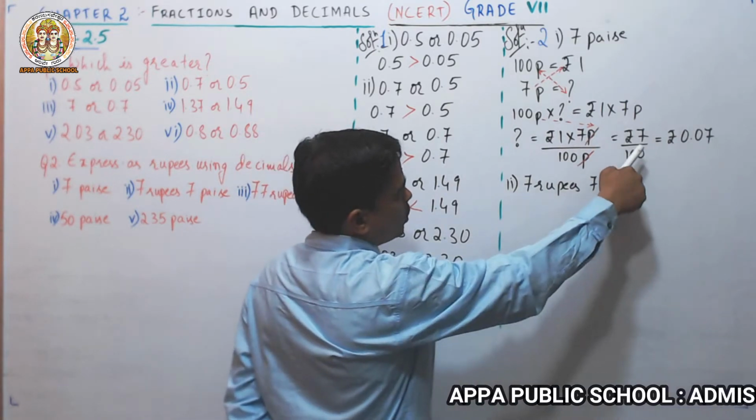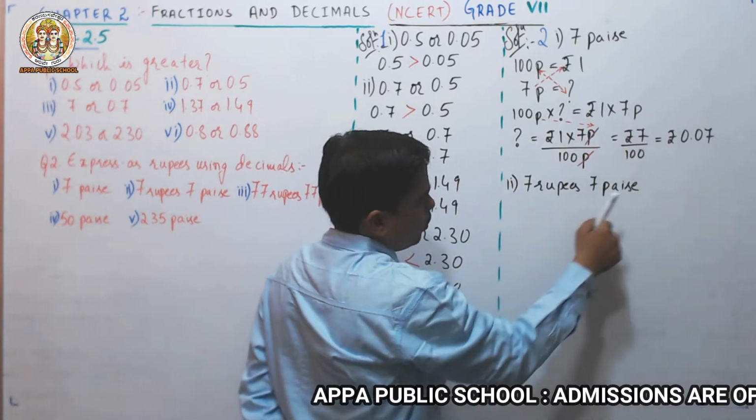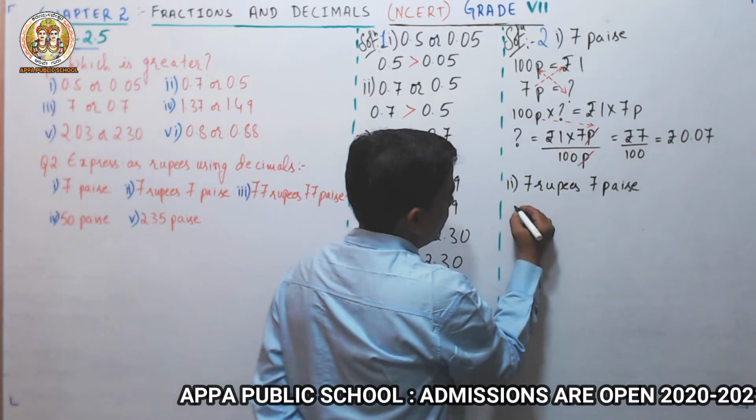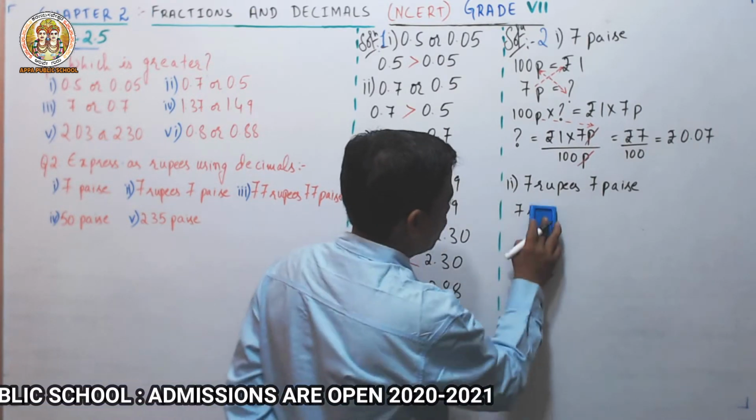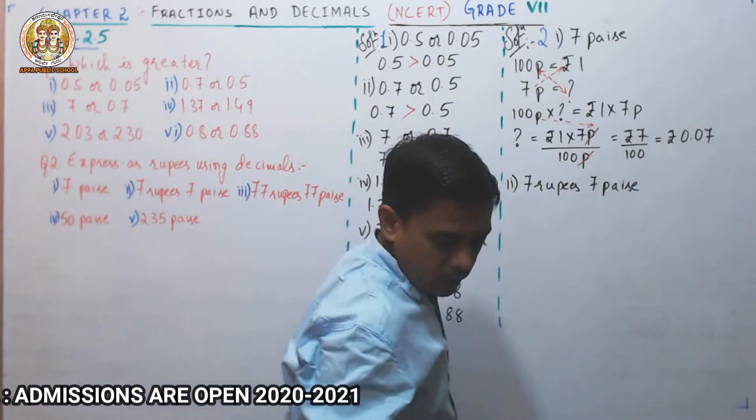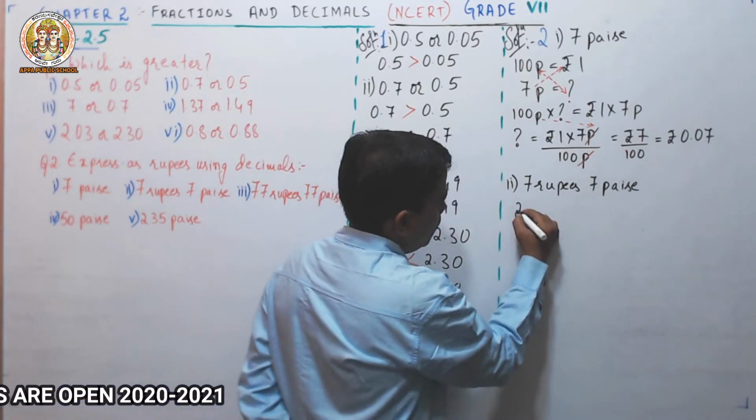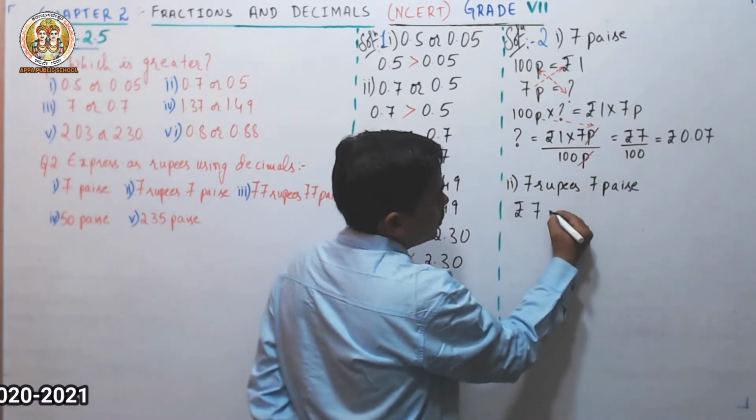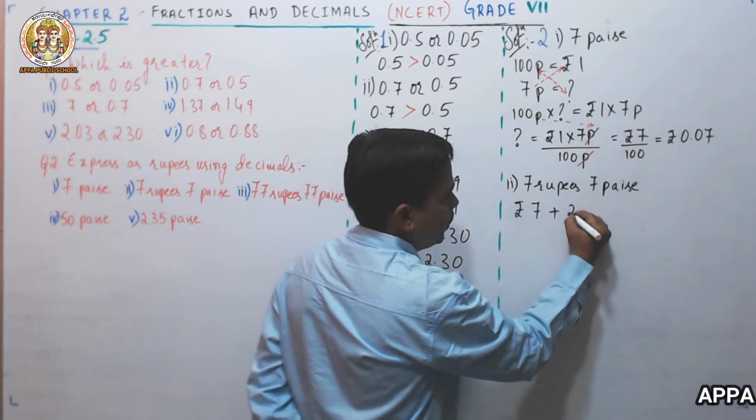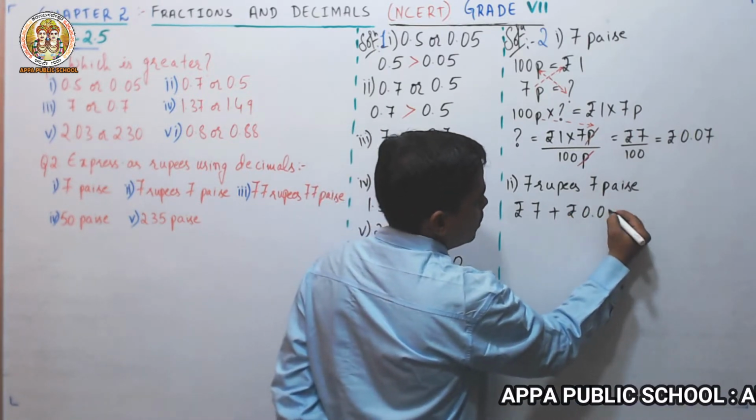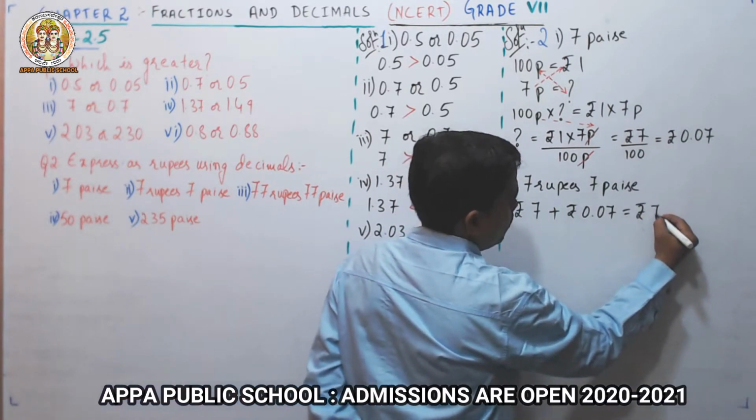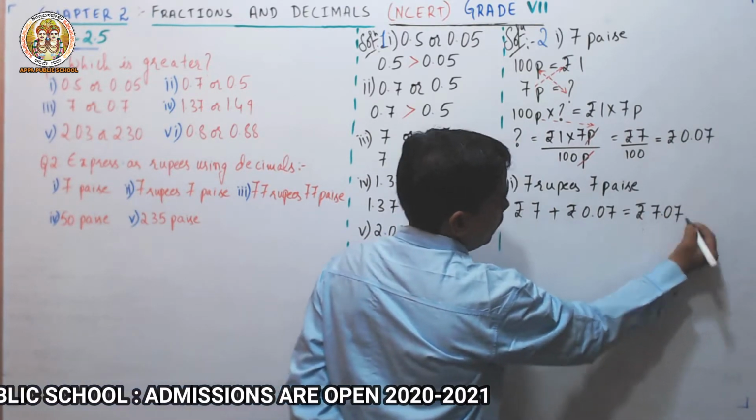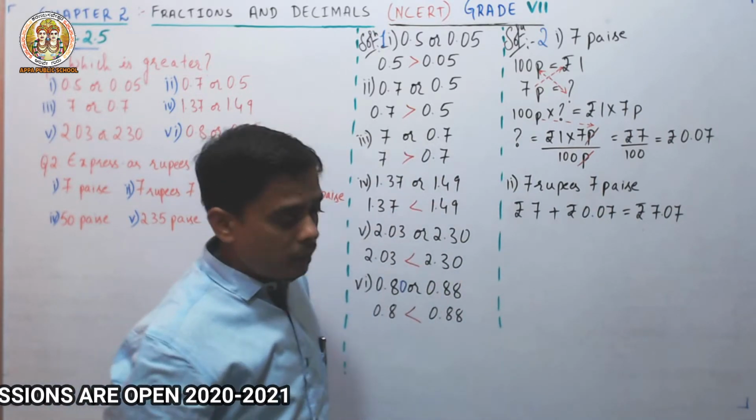So from the previous question we got that 7 paise is equal to 0.07. So I will write it as 7 rupee, or else with the rupee symbol. Rupee 7, plus rupee 0.07. So how much will I get? Rupee 7.07. Now how I got it, you see here please.